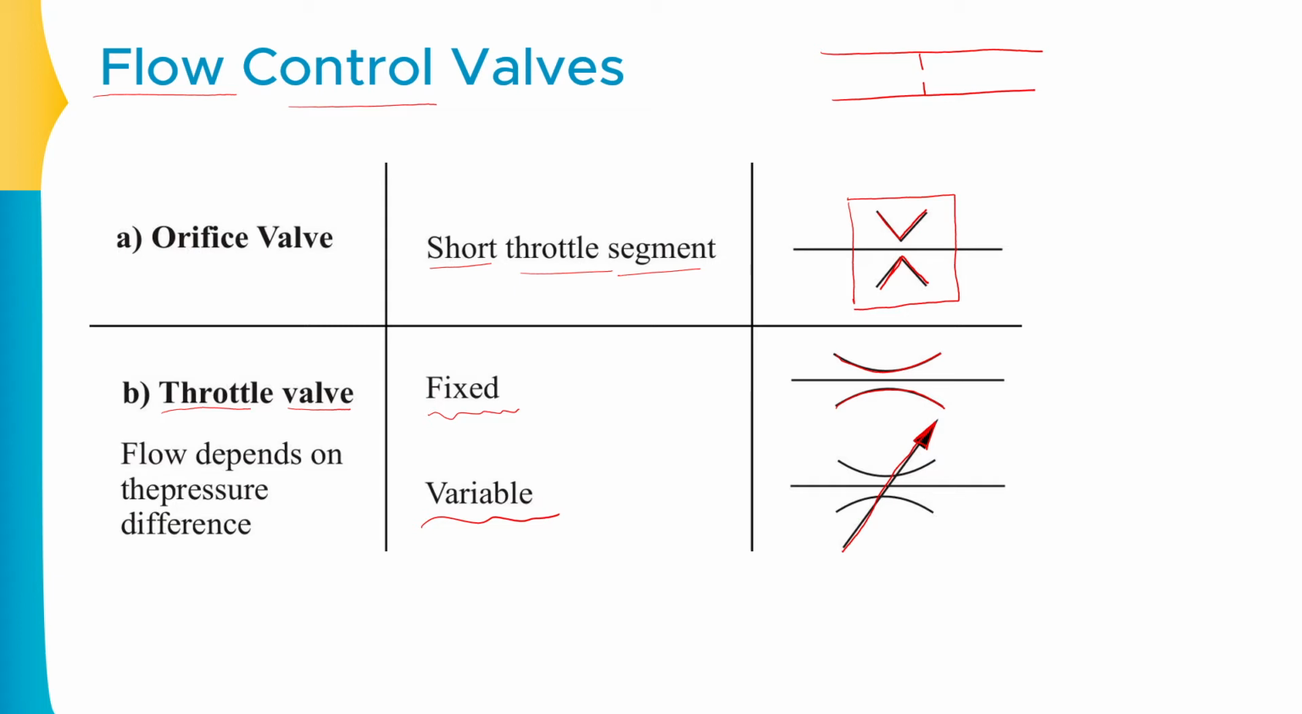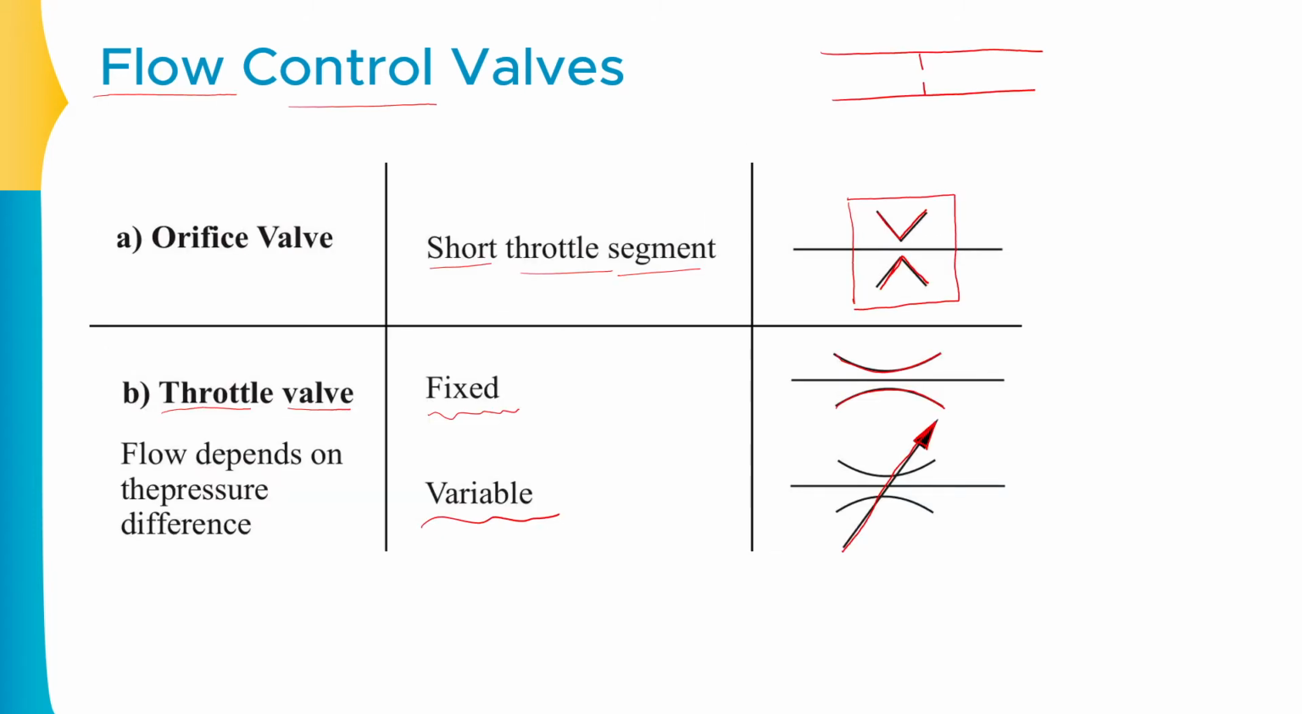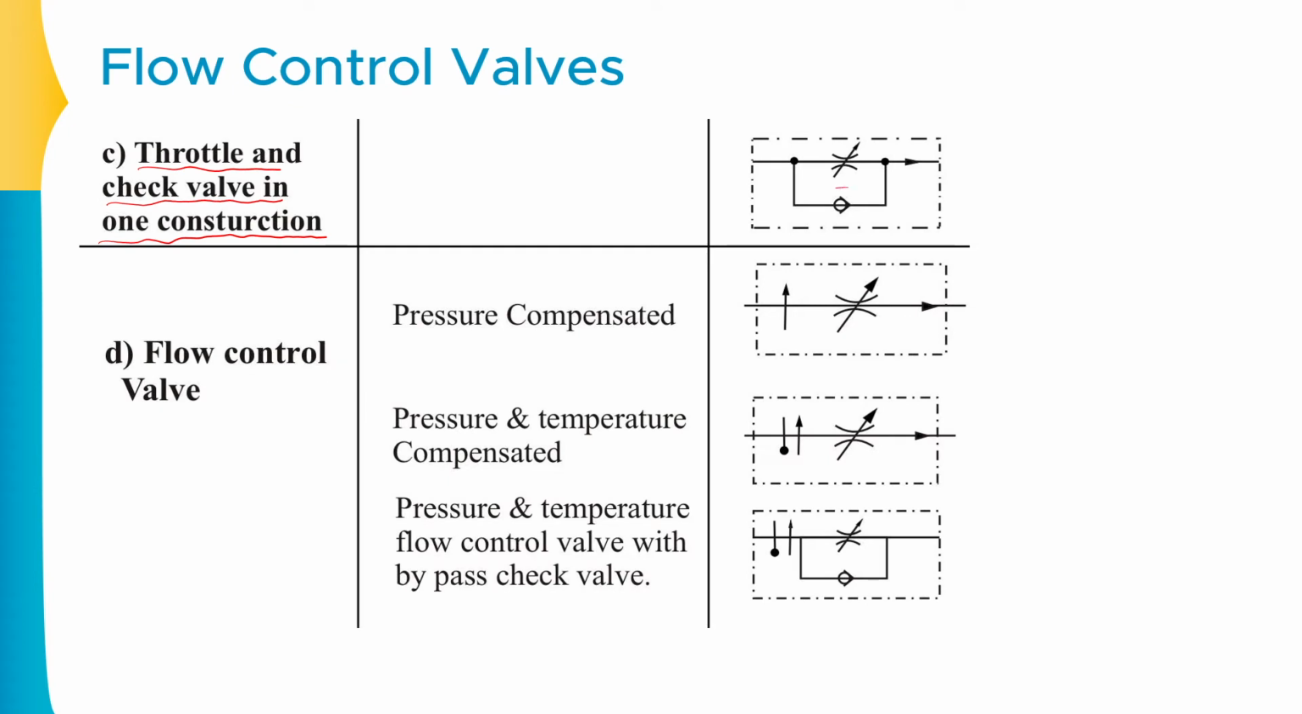The third kind of throttling valve looks something like this. This is known as the throttle and check valves in one construction. As you can observe, there is a throttling symbol available. This is the symbol of the throttling valve. And secondly, this specific symbol, which we have not learned as of now, is known as the check valve, or the second name of this valve is the non-returning valve.